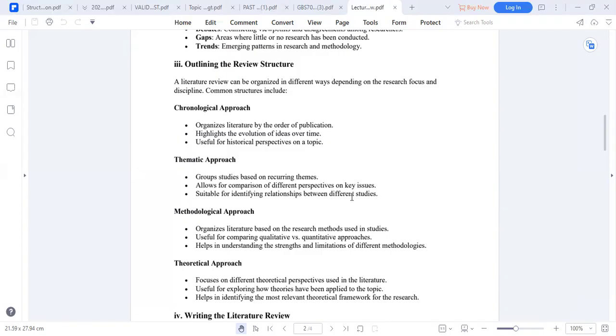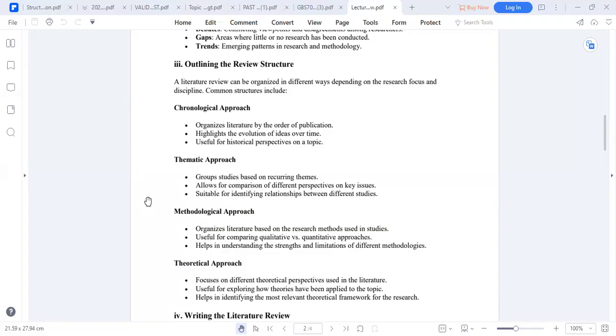You can use a thematic approach. A thematic approach usually takes account of studies based on recurring themes. It will allow you to compare different perspectives on key issues. These could be suitable for understanding the relationship between different studies. Okay, so if we're dealing with sub-Saharan countries in terms of farming, you're going to look at relationships between these fields of study.